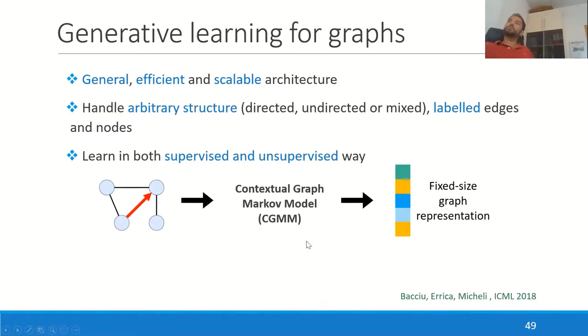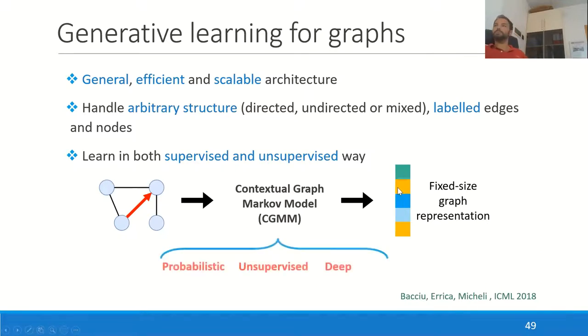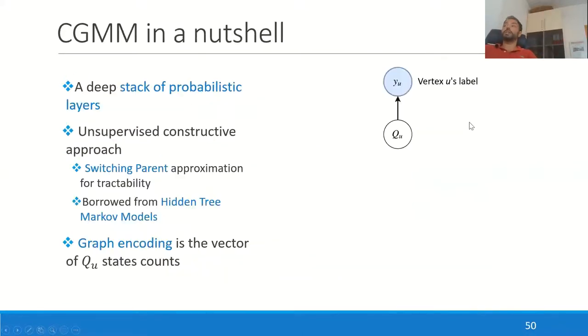It's an architecture which is called contextual graph Markov model. What it does is it learns an unsupervised model here, which provides a representation of a graph in a fixed size representation, on top of which you can build all the supervised tasks you want. But this representation here is learned in an unsupervised way. Actually, the model that we have here is unsupervised, is also probabilistic, and is also deep because it uses layering pretty much like the rest. And how does it work?